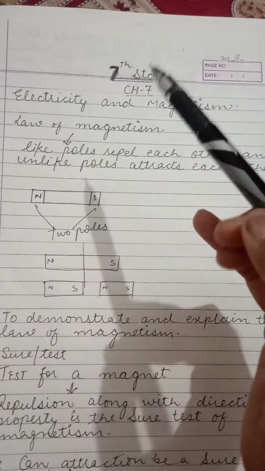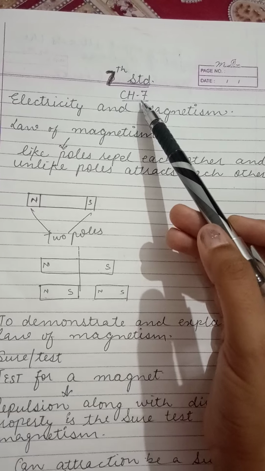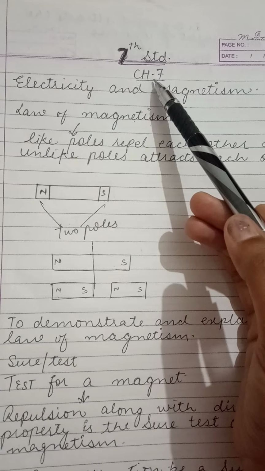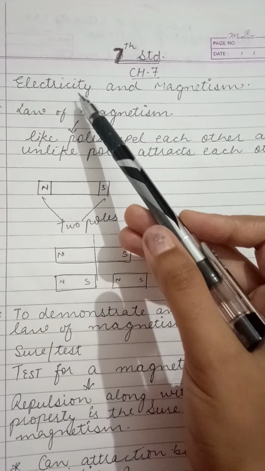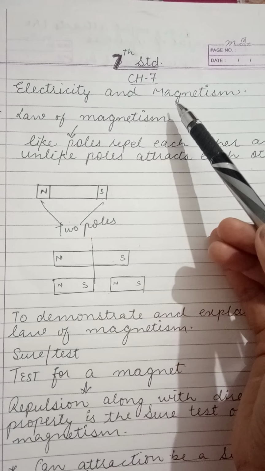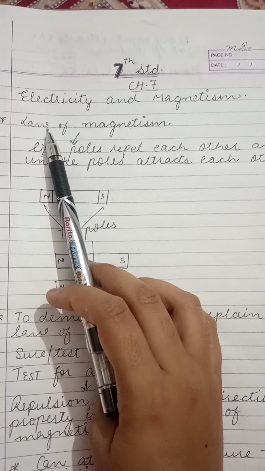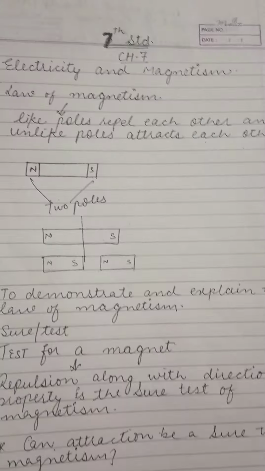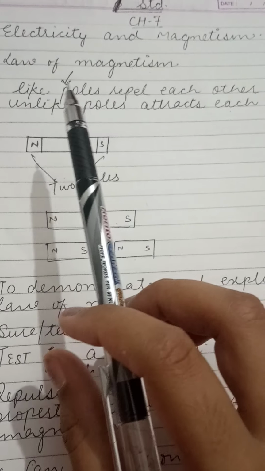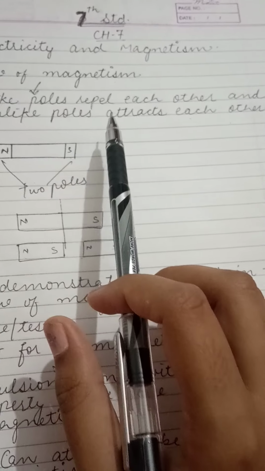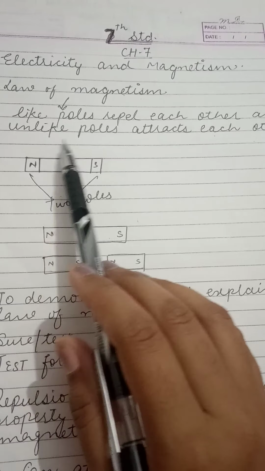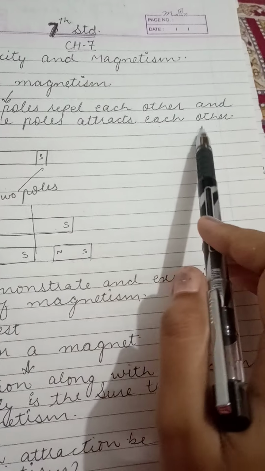Hello 7th standard students. Today we will start our new chapter, chapter number 7, and its name is electricity and magnetism. So first of all, in this chapter I have the first topic, the law of magnetism. So what is the definition of the law of magnetism? Like poles repel each other and unlike poles attract each other.